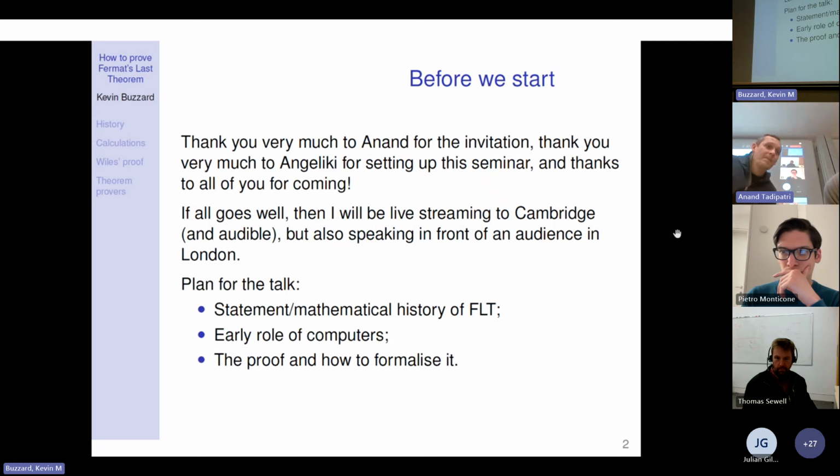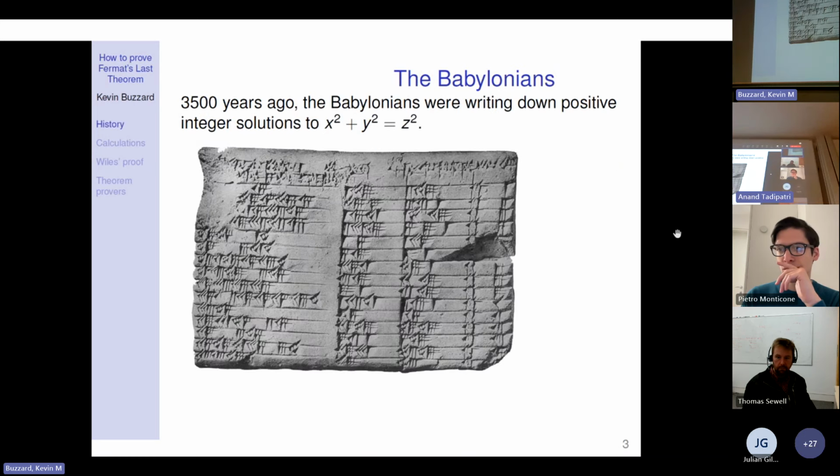So here's what the talk's going to be. I'm going to say something about what Fermat's last theorem is in the history, and especially because I'm talking to computer scientists, I figured, in Cambridge, I'd say something about the early role of computers in tackling Fermat's last theorem, and then I'm going to say a little bit about the proof, and a little bit about my strategy for this kind of crazy idea I have, where we're going to formalize it.